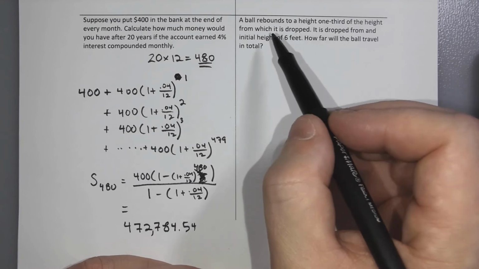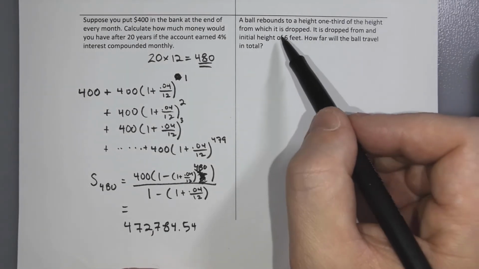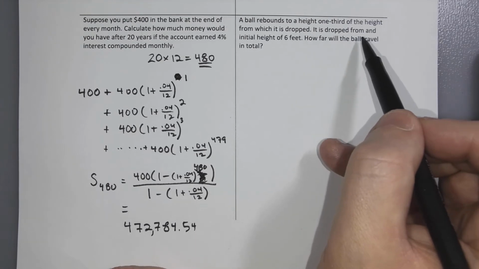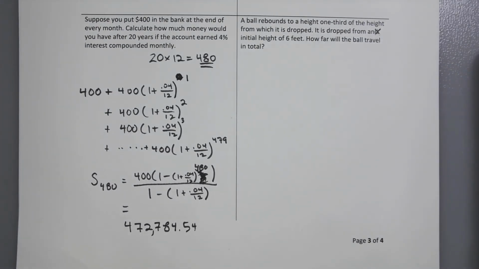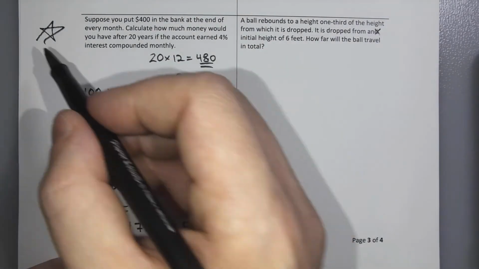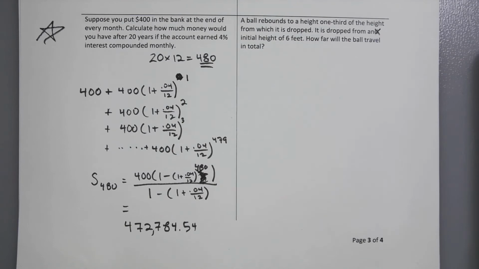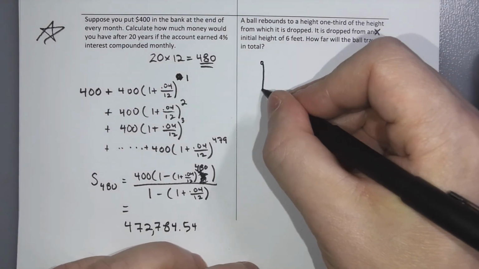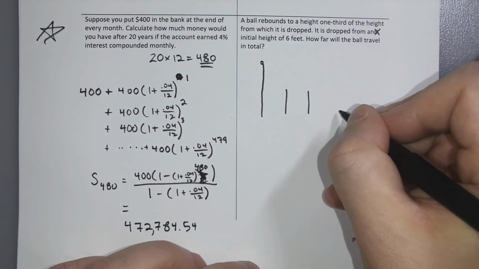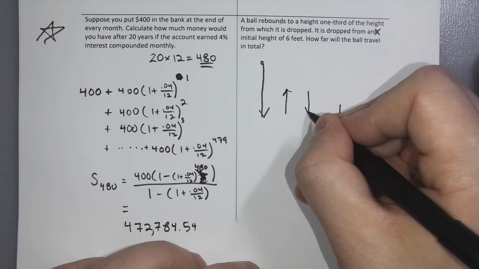Final one on this page: a ball rebounds to a height of 1/3 of the height from which it was dropped. It is dropped from an initial height of 6 feet. How far will the ball travel in total? So the ball is dropped from a height of 6 feet, and then it drops and bounces up, and then drops and bounces up, and then drops. So it looks kind of like this.